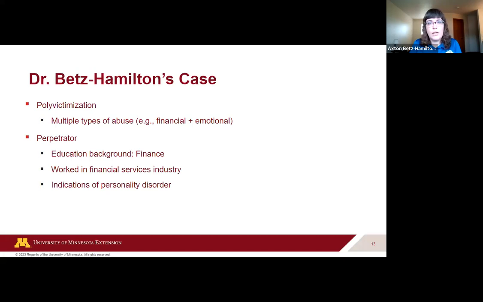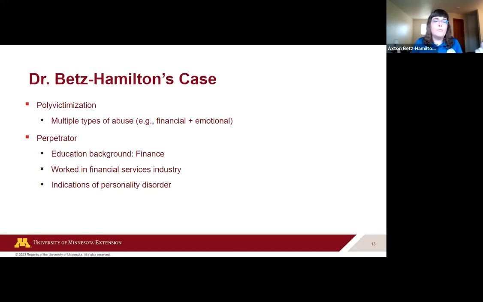So in addition to financial abuse, there's often emotional abuse co-occurring. There could be physical abuse, there could be sexual abuse, there could be neglect. It's very rare, at least from the data that I've been able to collect, that identity theft within the family system happens in isolation. There's usually at least one other form of abuse going on.